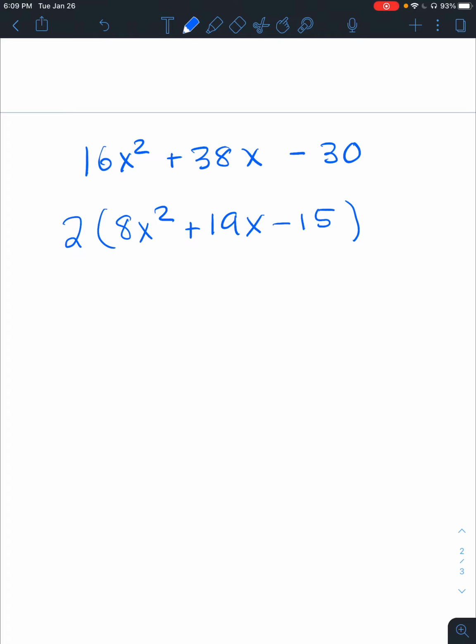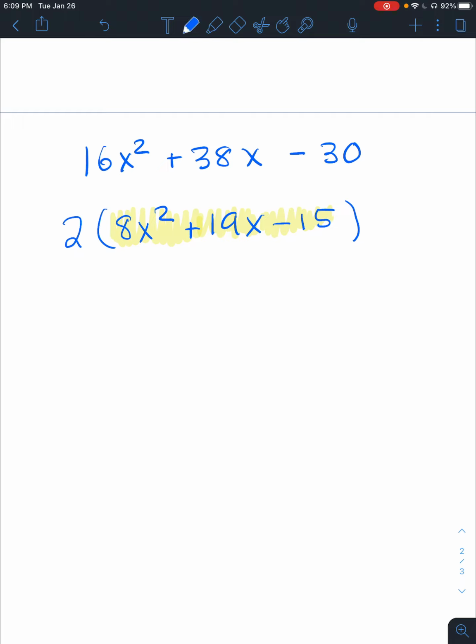So a lot of students, I'm going to put my smiley faces, do this because they think they're finished. I'm sorry, you can still smile, but we're not done yet. Because now we need to look at this inside part and ask ourselves, is this something that we can factor? So we're going to go through the procedure that we went through earlier.